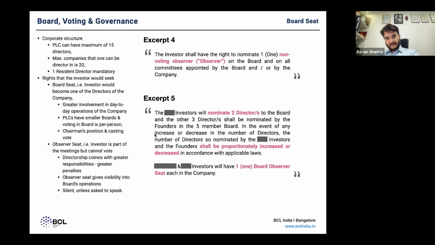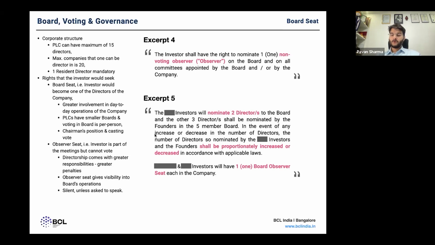So you'll see two more excerpts here. The first one says the investor will have the right to nominate one non-voting observer, which is what we covered. The next excerpt says that the investor will have the right to nominate two directors. In addition, the investor will have the right to appoint one board observer. Now, if you come across any such term on your term sheet, please go back to the investor and say that this is excessive. Either accept a board seat or accept an observer seat. Ideally limited to observer seat because it gives you as founders a lot of flexibility to run the company.